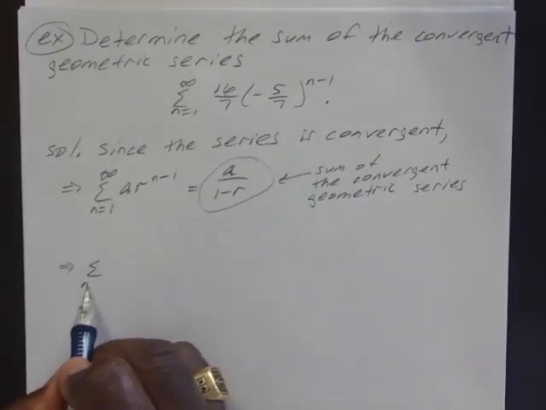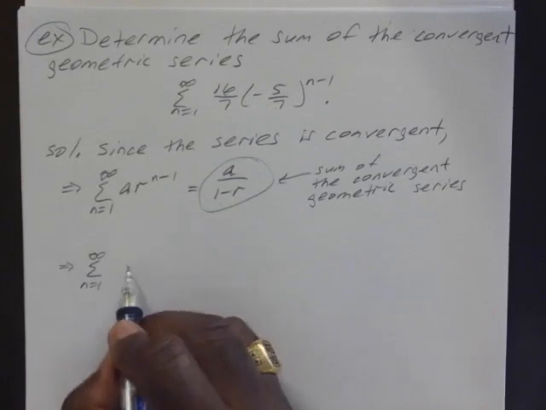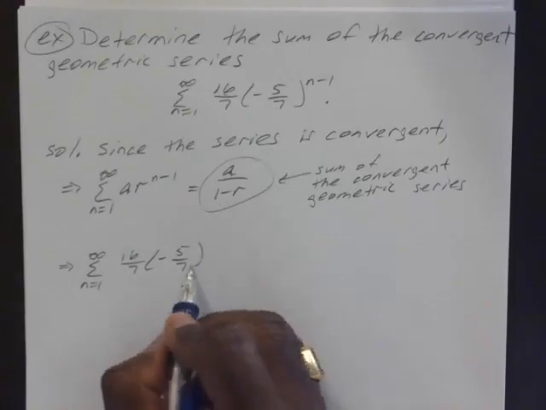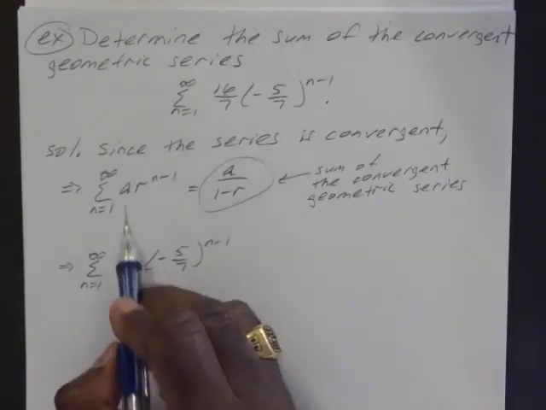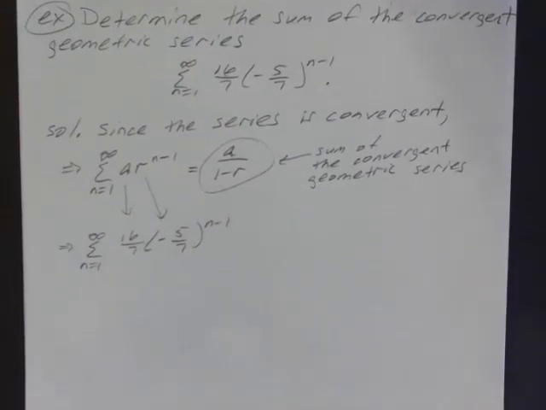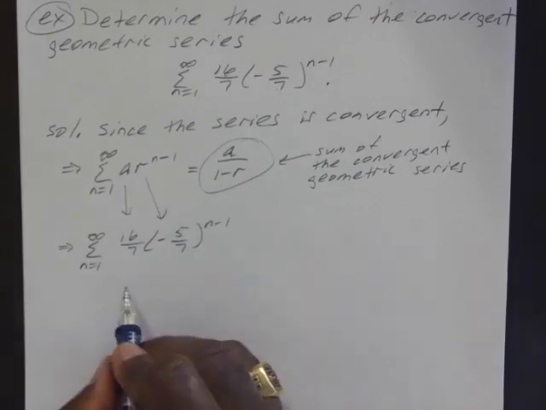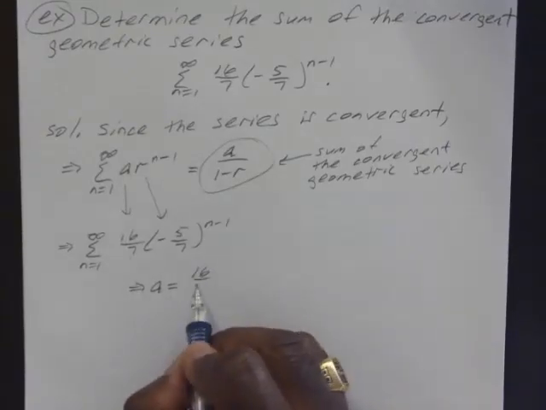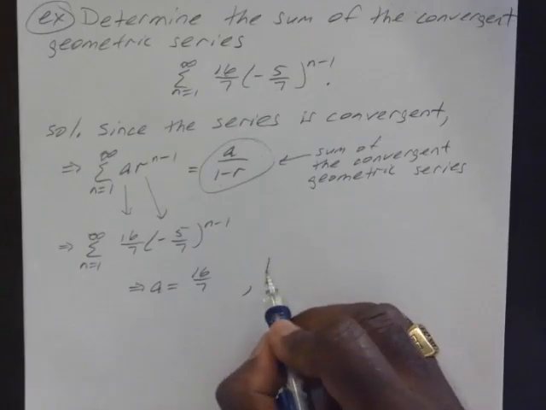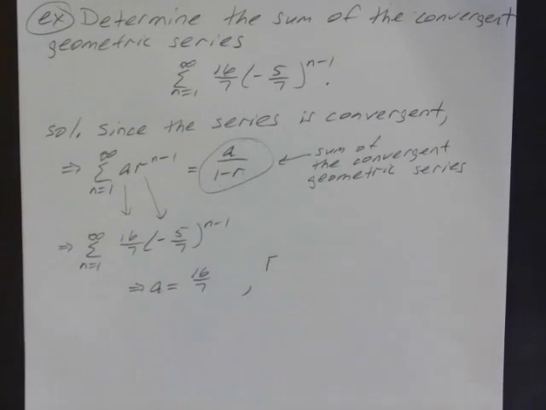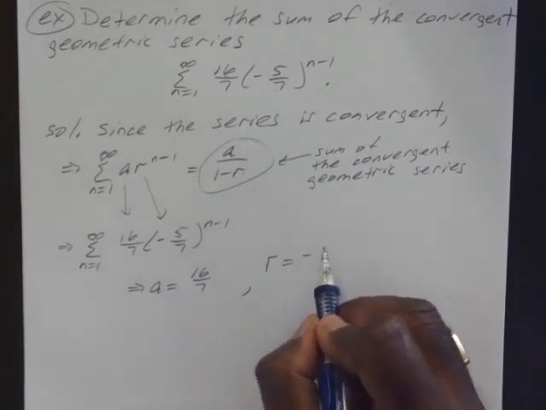That means for the sum from n equals 1 to infinity of 16 over 7 times negative 5 over 7 to the power of n minus 1, we can just go ahead and match those right on up. So we know that a is equal to 16 over 7. And the absolute value of r, well, we really don't need the absolute value. We just need r now since we already know it's convergent. r is equal to negative 5 over 7.